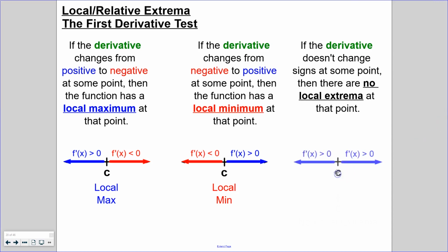So if we have our critical points, and it goes from positive, it doesn't have to be positive at c, it just has to be positive before and after. And then same thing, it can be negative before and after. That means there are no local extrema at our critical points.